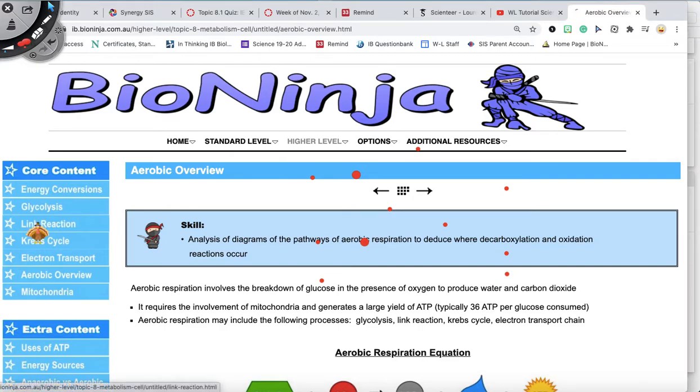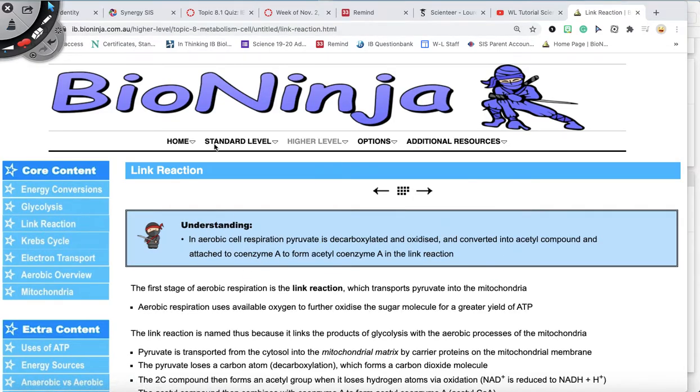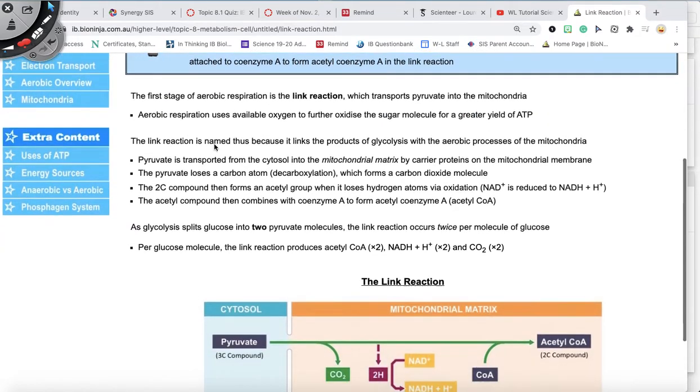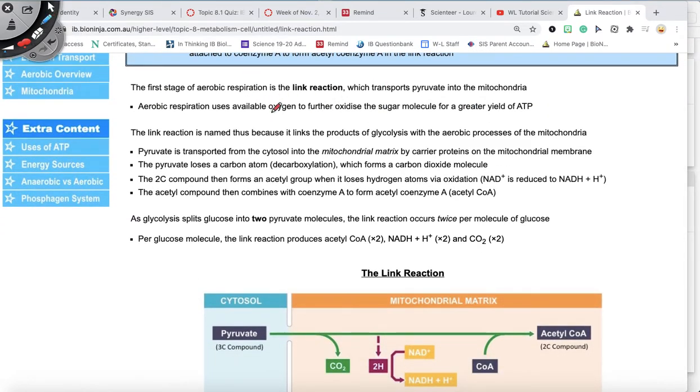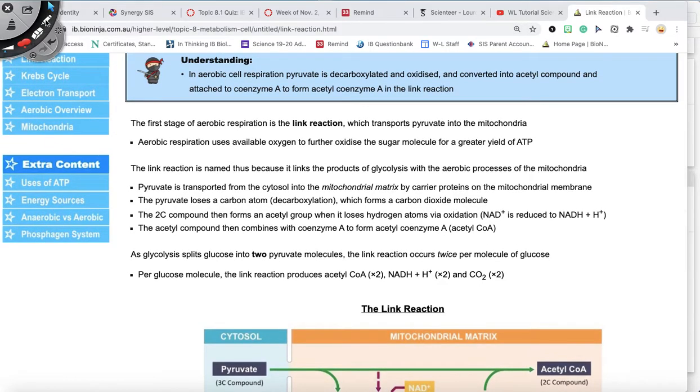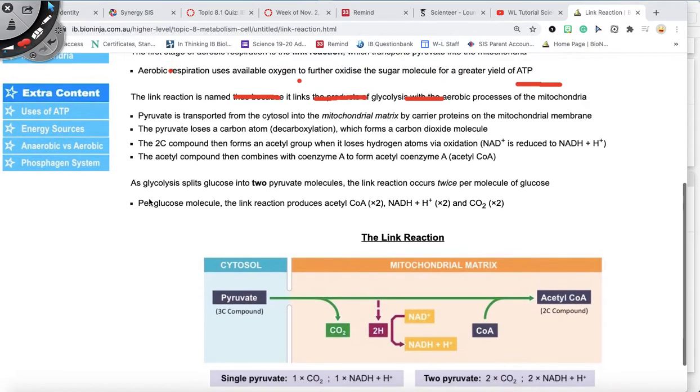So if we go and look at the link reaction here, let's first get some definitions and essential understandings. So the essential understanding here is in aerobic cellular respiration, pyruvate, which is the product of glycolysis, is decarboxylated and oxidized and converted into acetyl compounds and attached to a coenzyme A, hence the name acetyl coenzyme A in the link reaction. So that's exactly what happens in the link reaction. So let's look at it down here.